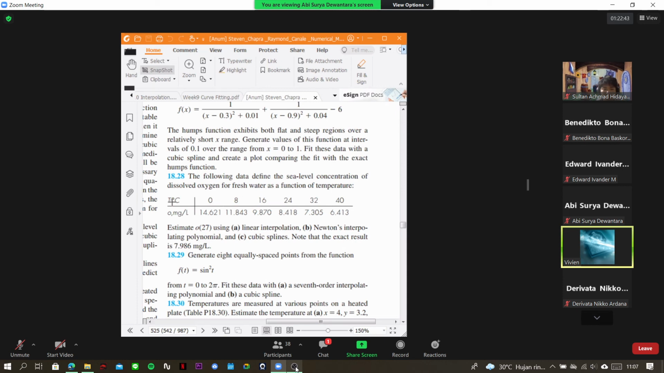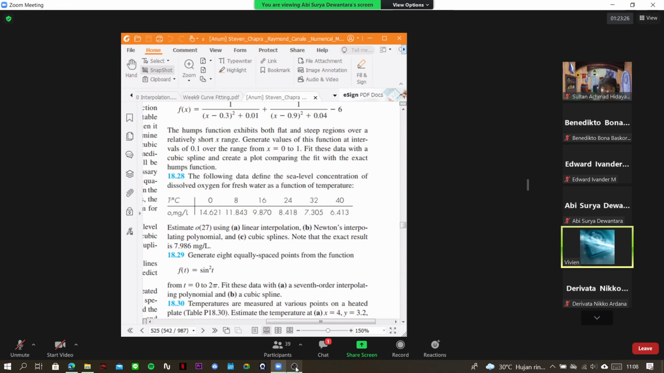So the problem that you use is 18.28. You want to estimate the oxygen concentration at a temperature of 27. So it's between 24 and 32. And there we have 1, 2, 3, 4, 5, 6. So we have 6 data points. And I think fourth order will be fine. Using fourth order divided difference.